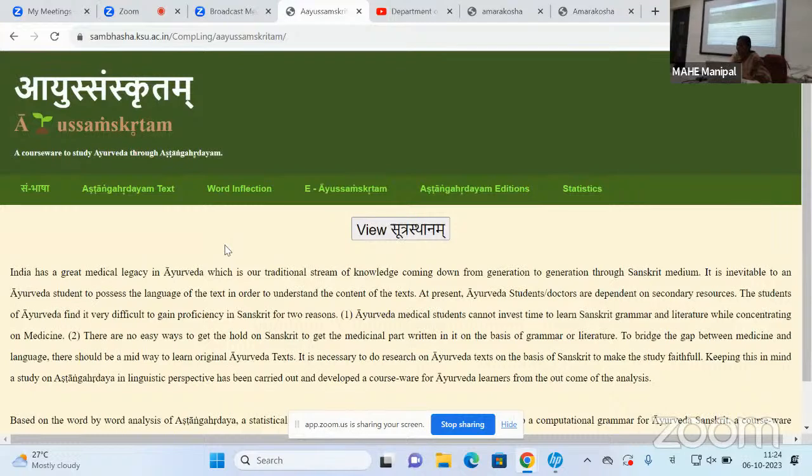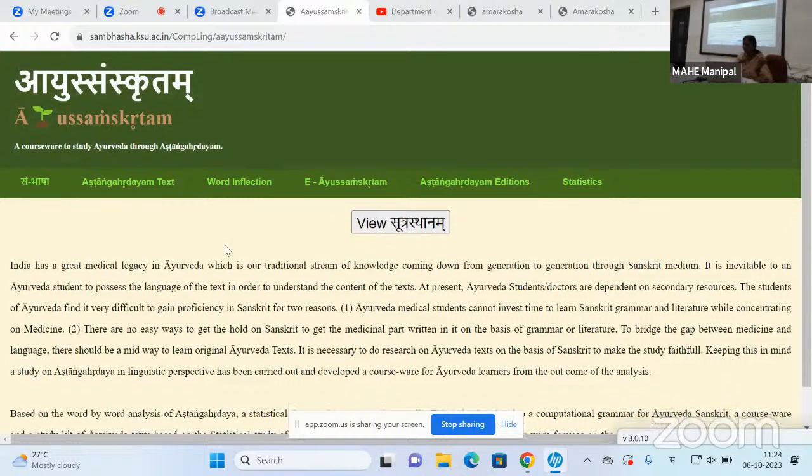Or any technical text. Technical means any Ayurveda or Nyaya, Yoga, anything. You can take a text and do this for your projects and all. So this is Ayush Samskritam. Actually, this project is done by Dr. Shivaja for her postdoctoral fellowship there in Karnataka Sanskrit University.